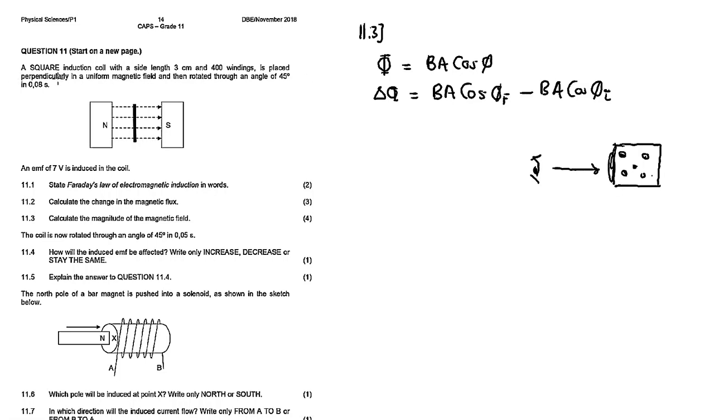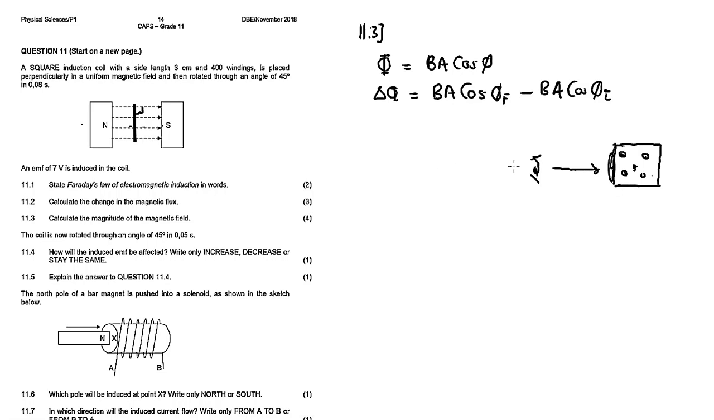The coil is placed perpendicularly in a uniform magnetic field. So they are saying this coil is perpendicular to the magnetic field, that 90 degrees is what they are talking about. But the angle between the magnetic field line and the imaginary line is going to be 0 degrees, because they are parallel to each other. So that's why the initial angle is 0 degrees.